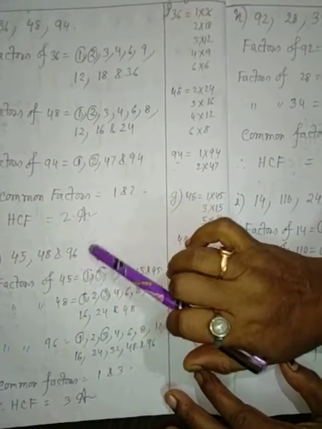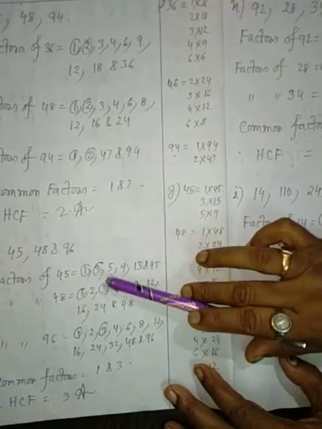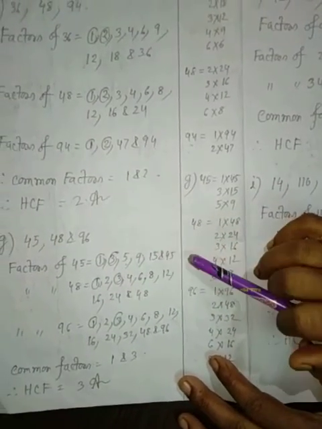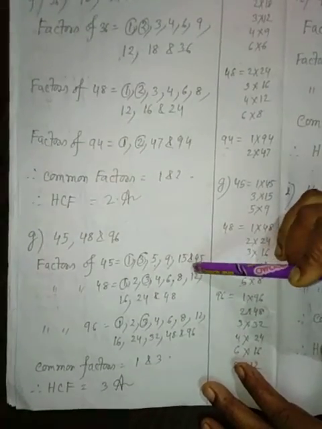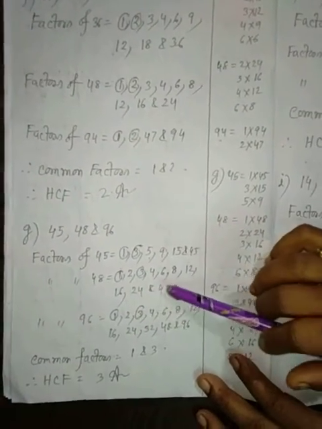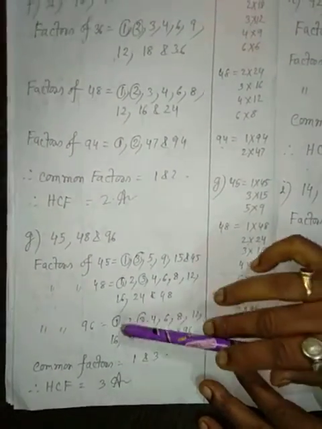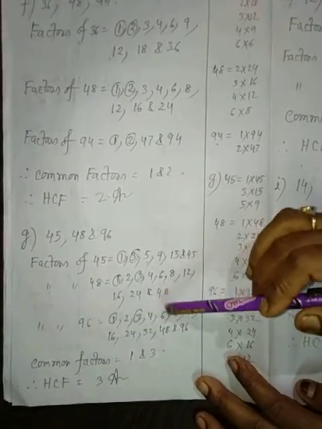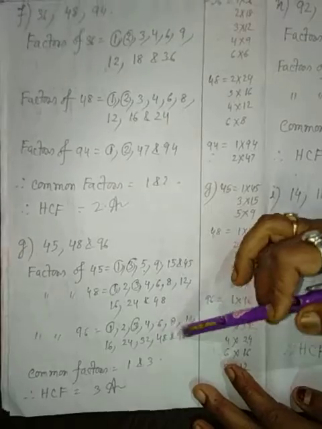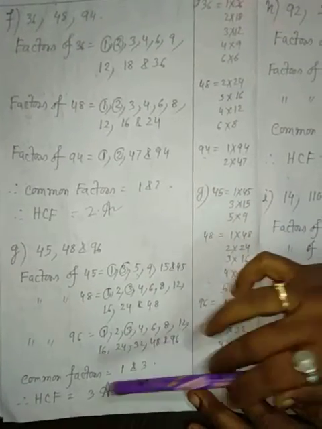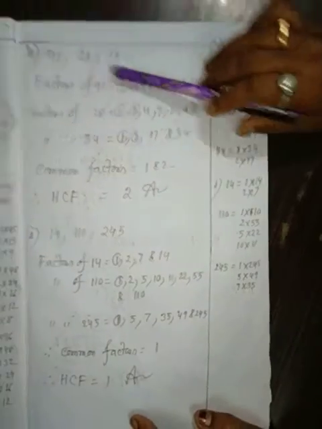G. 45, 48 and 96. Factors of 45: 1, 3, 5, 9, 15 and 45. Factors of 48: 1, 2, 3, 4, 6, 8, 12, 16, 24 and 48. Factors of 96: 1, 2, 3, 4, 6, 8, 12, 16, 24, 32, 48 and 96. Common factors 1 and 3. HCF 3.